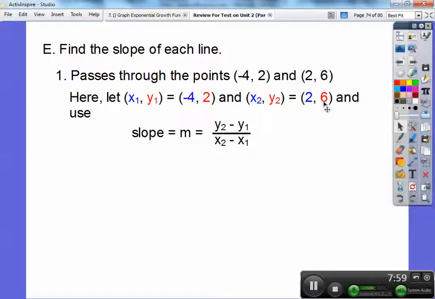I'm going to go y2, which is 6, minus y1, which is 2. 6 minus 2 goes on top. And then x2 is going to be 2 minus a minus 4. It's going to be 2 plus 4. You guys with me? So 2 plus 4 is 6. 6 minus 2 is 4. So 4 over 6 reduces to 2/3. How's that, you guys? Pretty easy.